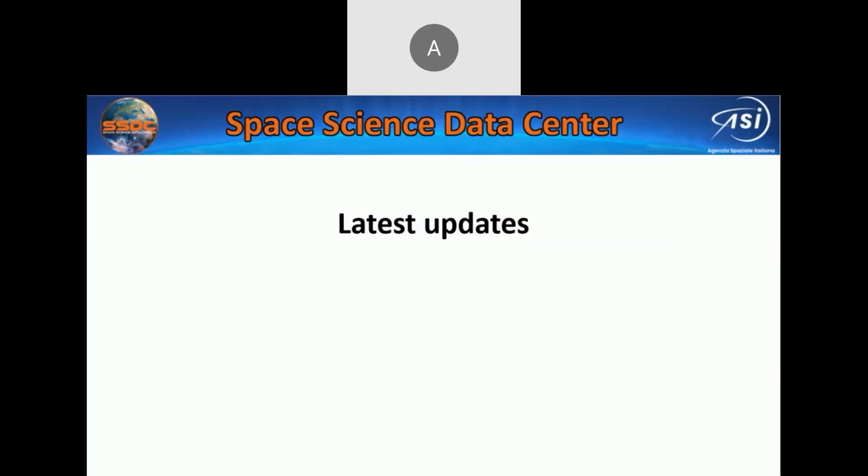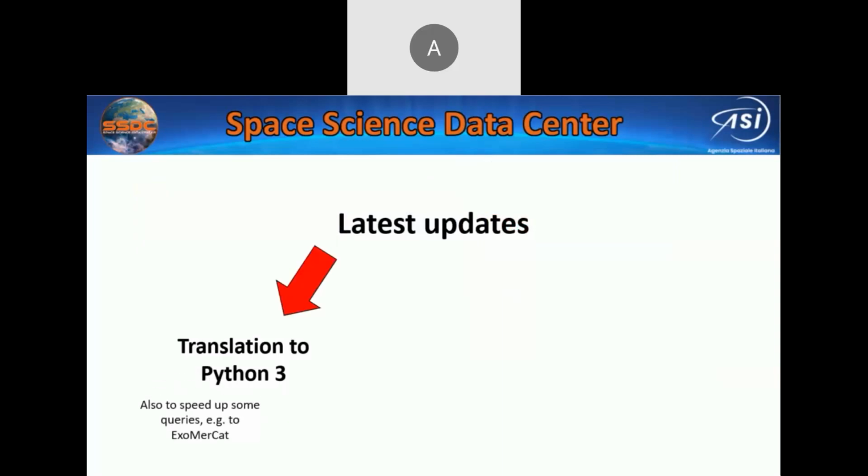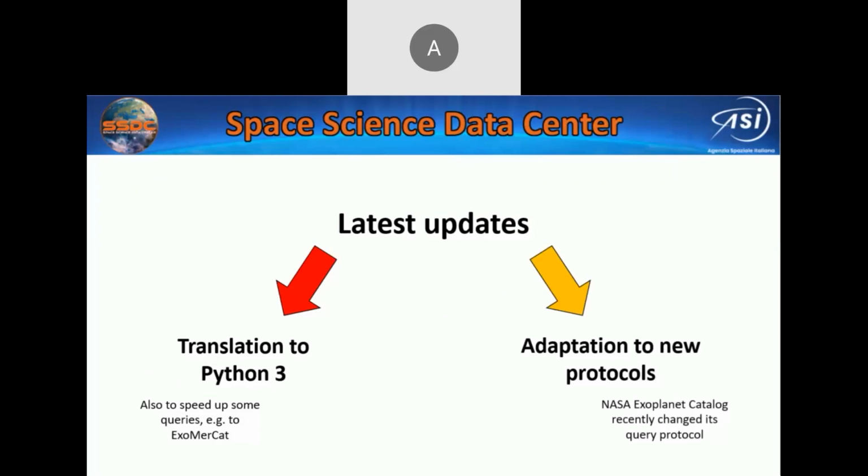We updated the tool some months ago. In particular, we moved to Python 3, also to speed up some queries, for example to ExoMercat, even if this catalog is yet to be fixed. And we adapted to new protocols, because more or less a year ago the NASA Exoplanet catalog changed its query protocol, and so we used the new protocol to query this archive remotely.